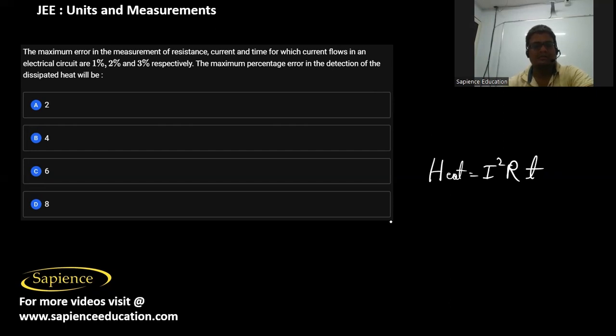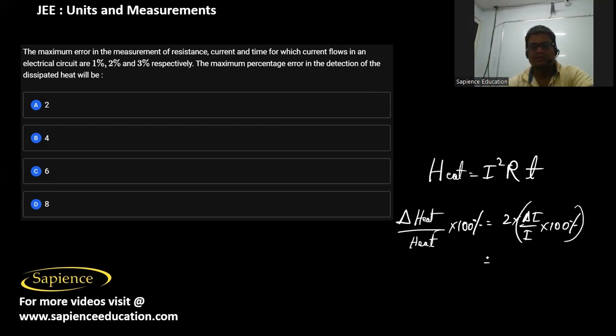So therefore, the maximum percentage error in the measurement of heat, that is change in heat, delta H by H into 100%, is equal to 2 into delta I by I into 100, that is the percentage error in the measurement of current, plus the percentage error in the measurement of resistance plus the percentage error in the measurement of time.